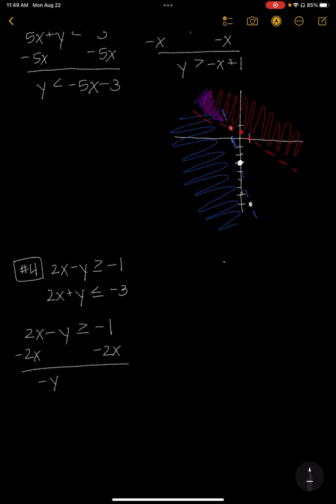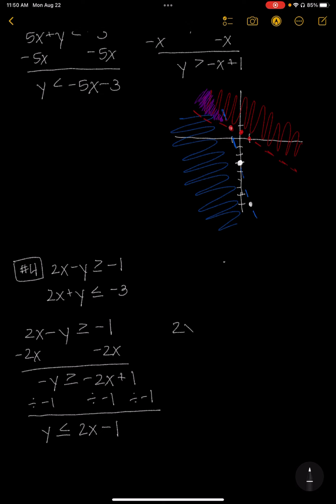I get negative y is greater than or equal to negative 2x plus 1. I don't like that it's a negative y. I want it to be a positive y, so I've got to divide each side by negative 1, or each chunk by negative 1. But when I divide by negative 1, if you remember the rules of inequalities, if I divide by a negative number, the inequality flips. So this goes to y, which is what I wanted, but the sign flips from greater than or equal to, to less than or equal to. And then we've got negative 2x divided by negative 1, which gives me a positive 2x. And then negative 1 divided by negative 1 gives me negative 1. All right, so there's one of our equations.